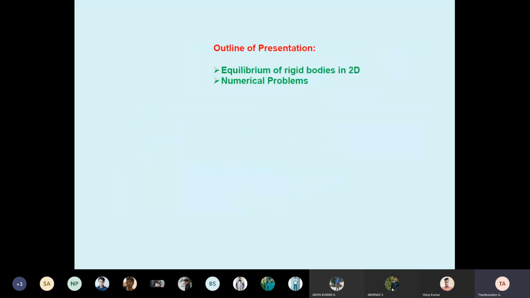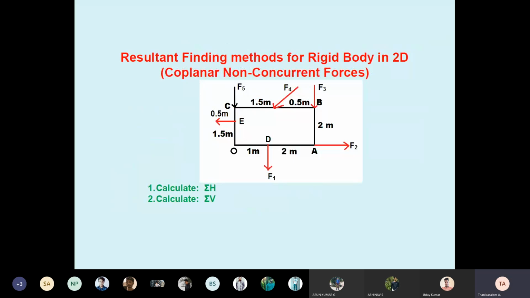So today we are going to discuss numerical problems on the equilibrium of rigid bodies in 2 dimensions. Before that, we should know the resultant formula for rigid bodies. Students, understand that we are discussing a rigid body in 2 dimensions, which means coplanar non-concurrent forces. Coplanar means all forces lie in the xy plane only. Non-concurrent means the forces do not meet at a common point. See this picture: the forces act at different points and do not meet at a common point. This is called coplanar non-concurrent forces.